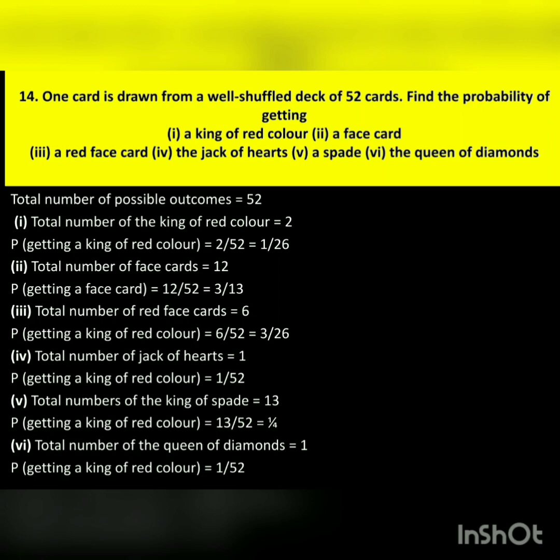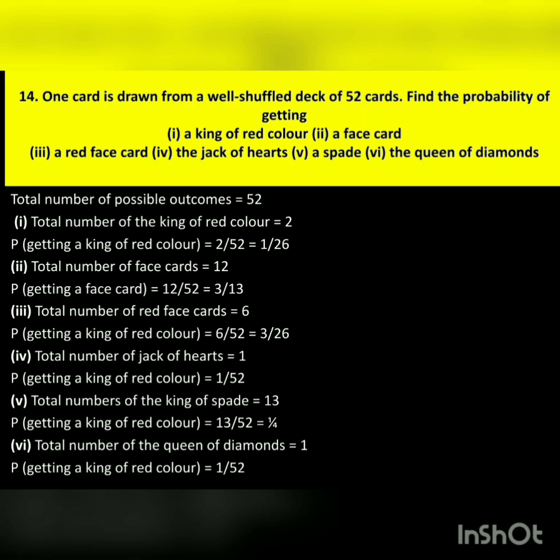Now, a king of red color. There are 2 red kings. Total 4 kings are there, out of which 2 are red. So its probability will be 2 by 52. Next is face cards. I have already told you how many face cards there are in total: 12. So its probability will be 12 divided by 52. Next is red face cards. Red and black, both have 6 face cards, so its probability will be 6 by 52.